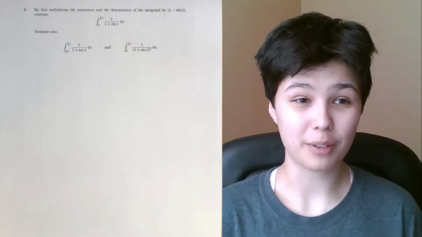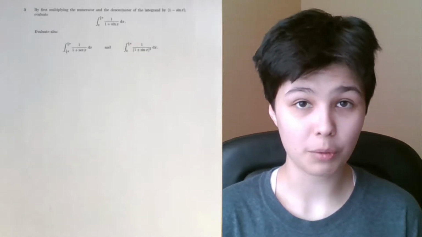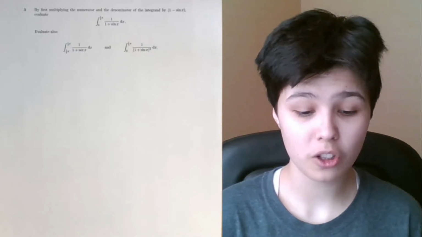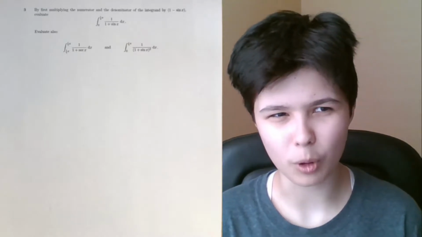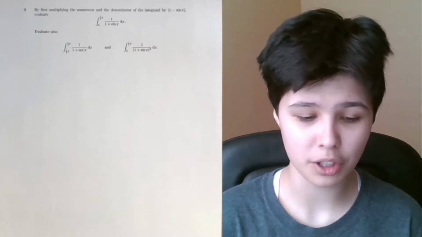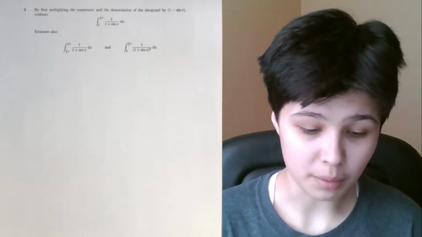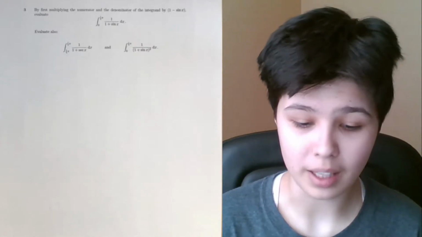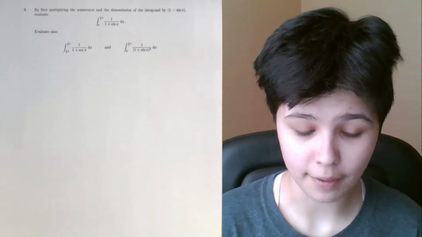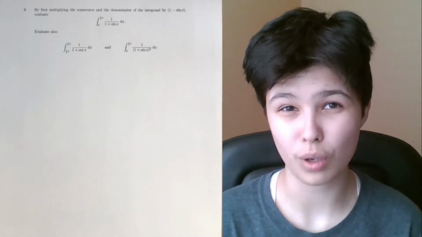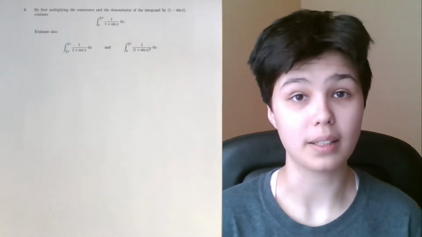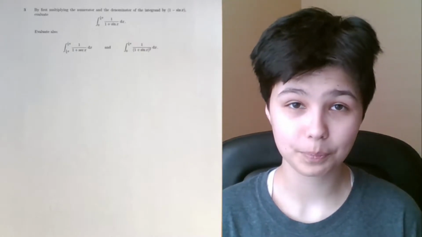Today I'm going to be going over 2019 STEP 1 question 3. This is an integration question, and because I know that the camera quality is quite low, I'm just going to read it out to you. It reads, by first multiplying the numerator and the denominator of the integrand by 1 minus sine x, evaluate the integral from 0 to a quarter pi of 1 over 1 plus sine x dx.